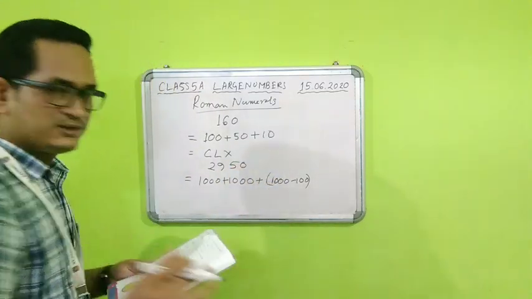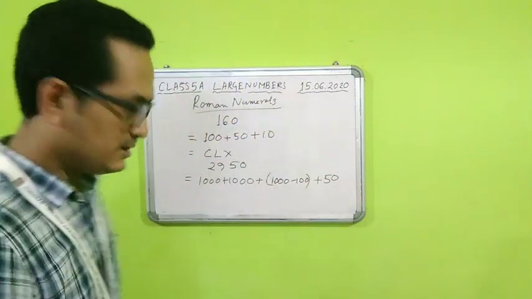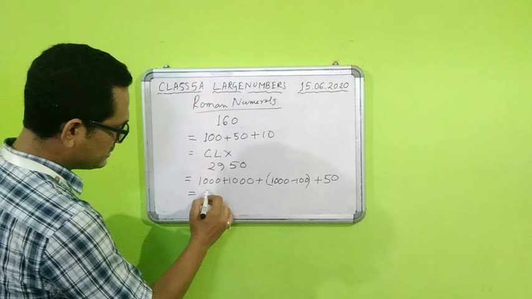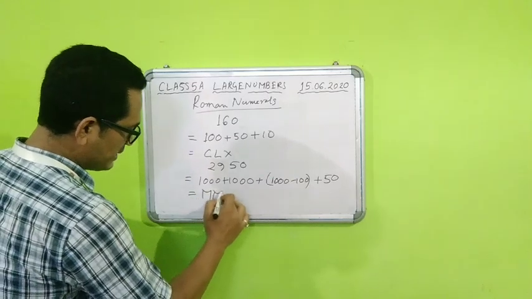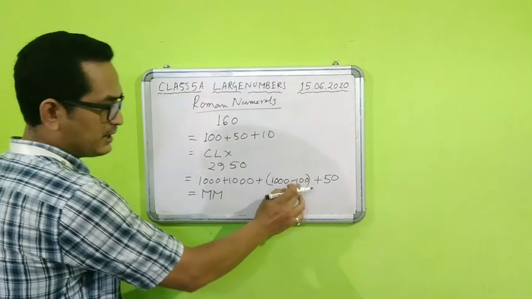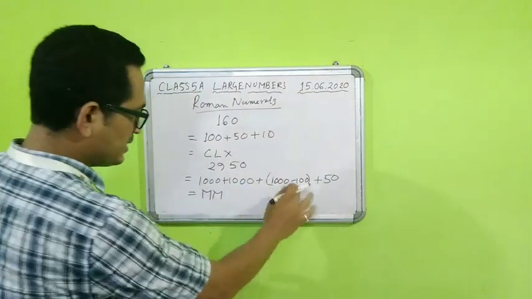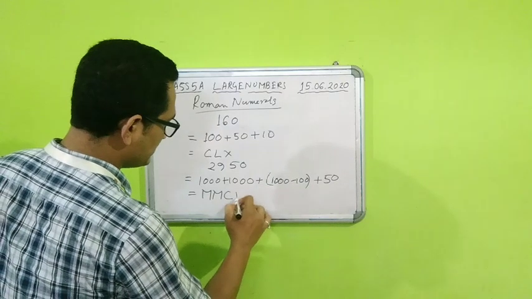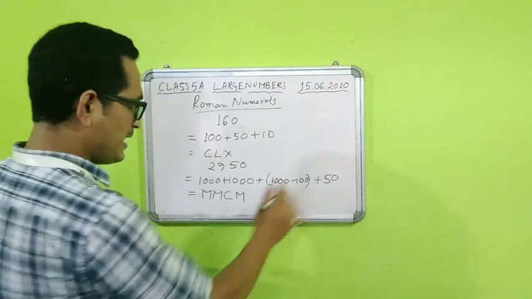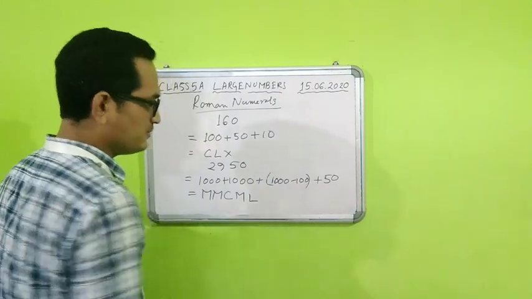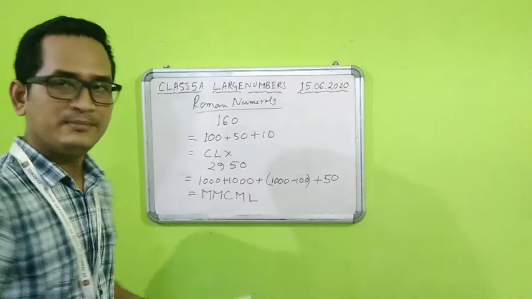50. Now 50, students, we have a direct symbol for 50, that is L. Now let us try to write this. 1000 means it will be M. This also will be M. Now 1000 minus 100: 100 will be subtracted from 1000, so it has to be on the left hand side. So 100 means C, and 1000 means again M. So CM will come. CM means 900. And finally 50: the symbol we already know, that is L. So it will be MMCML.